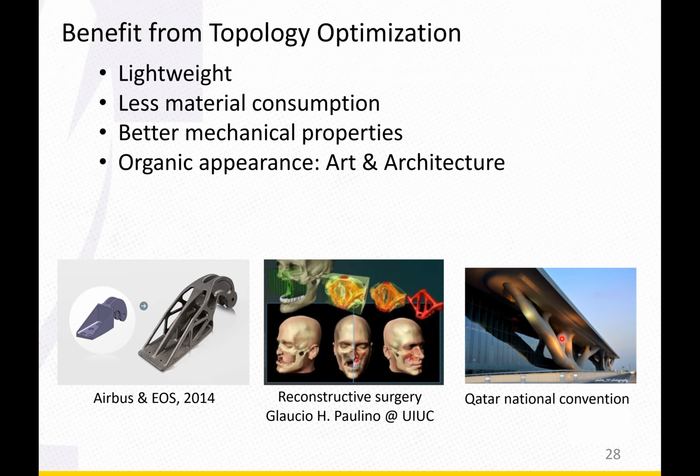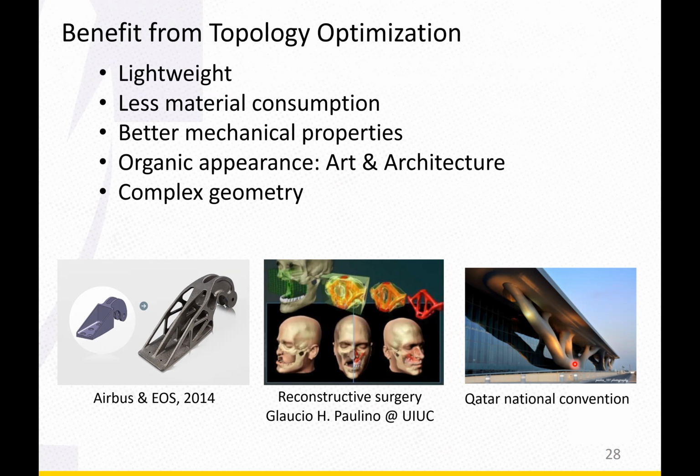And sometimes the appearance could be a good point. It usually generates an organic-like appearance for the optimized structures. So for art pieces and architecture, there could be some unique designs, like the Qatar National Convention Center. The structure like this is quite unique and generated by these kinds of topology optimization systems.